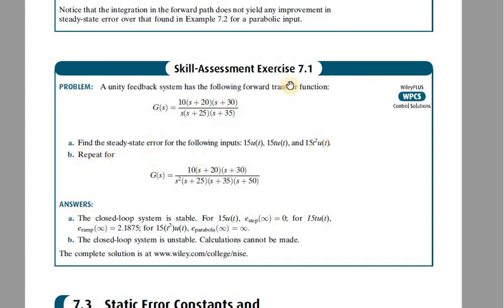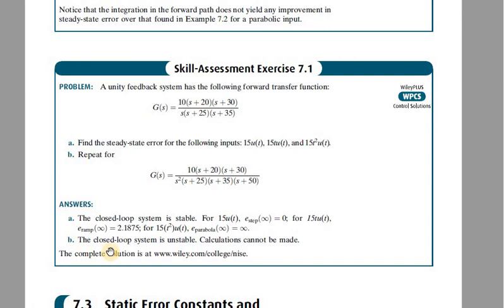Okay. So how do you calculate this? You just use the formula. g of s is given to you. Just plug in the values as we did in the previous example. You get the solution. So the closed loop system is stable. Then for 5u of t, step input error is 0. If step is 0, ramp must be a finite number and parabola must be infinite. So this is the basic way. As you go for higher inputs, your error keeps on increasing.